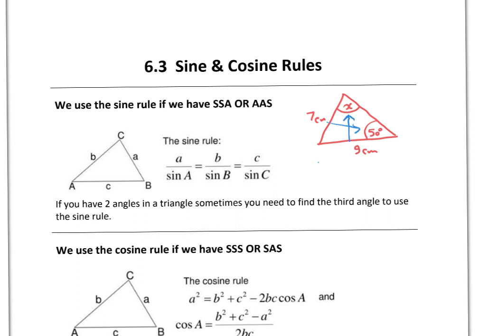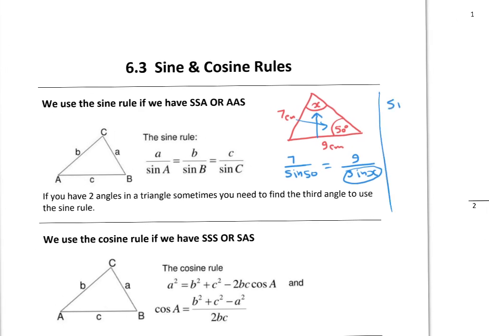Now we can write that 7 over sine 50 equals 9 over sine x. Now we can find sine x, then later we can find x itself. To find sine x, cross multiply: 9 times sine 50 divided by 7. Can you find the answer?